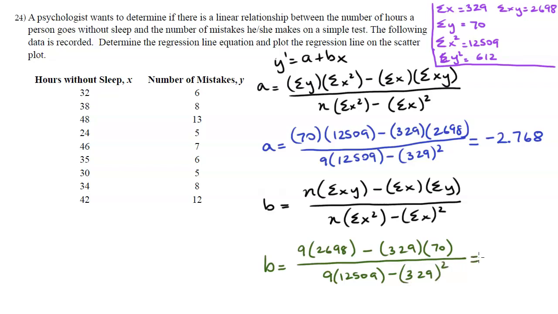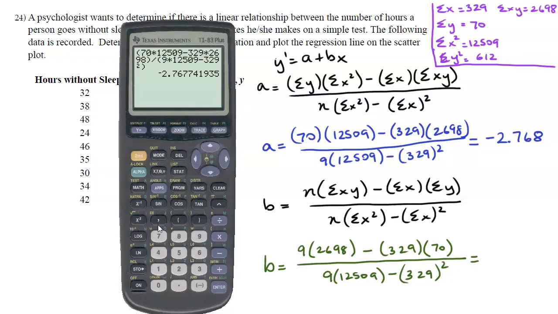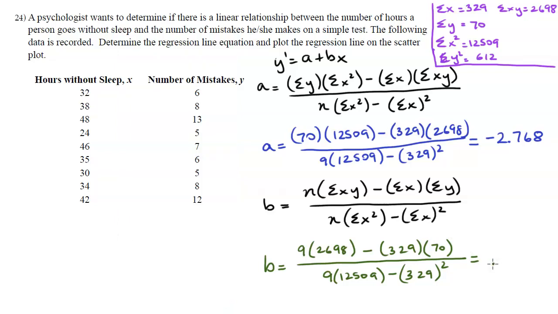Okay, let's put this all in. Numerator, 9 times 2698 minus 329 times 70, close parentheses, divided by, in parentheses, 9 times 12509 minus 329 squared. 0.288. That's my B.